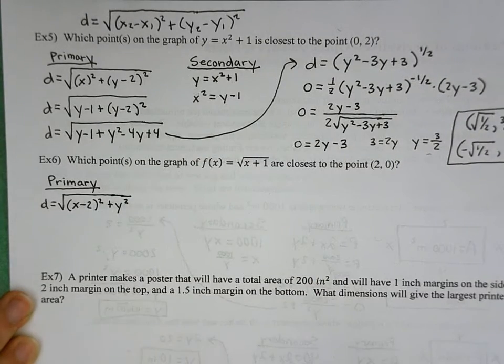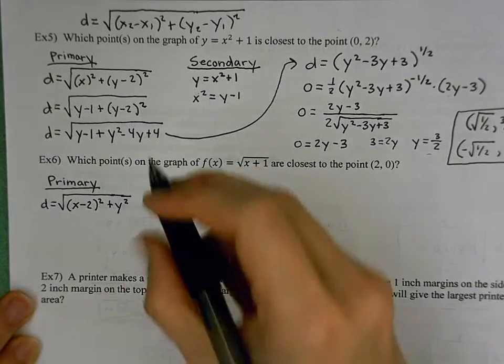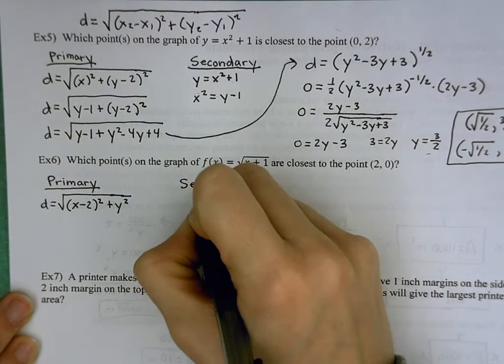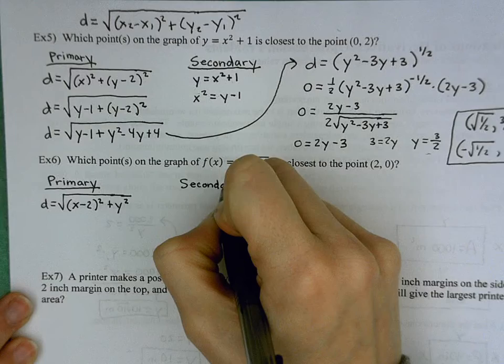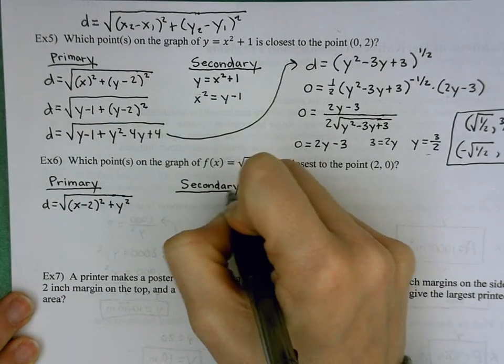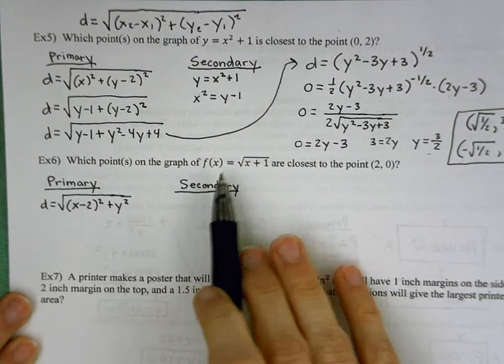So here's my primary equation. Secondary equation is always the given, or some sort of given fact. In this case, we're given that y equals root x plus 1.